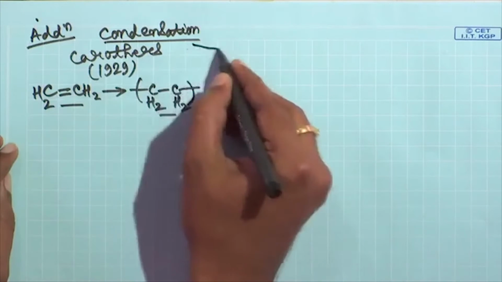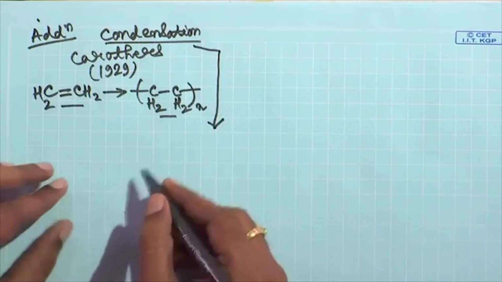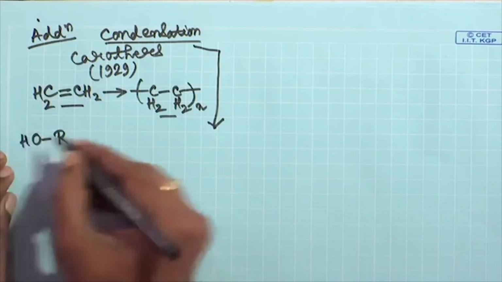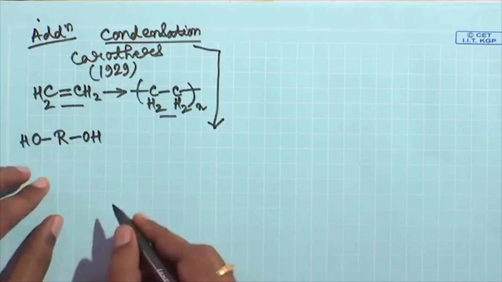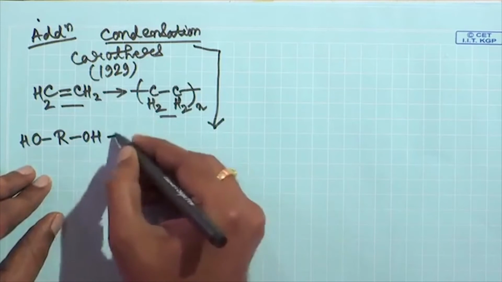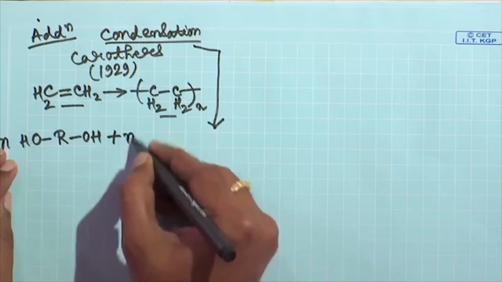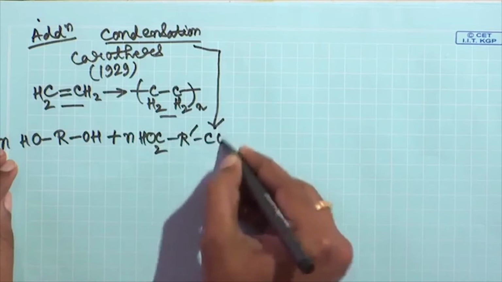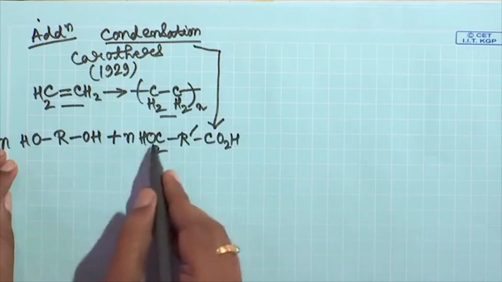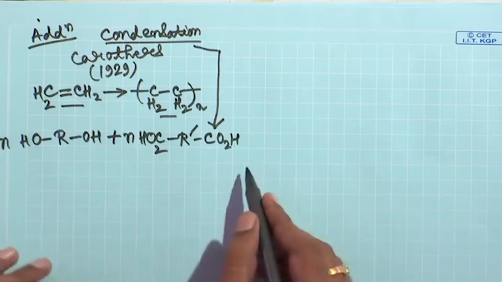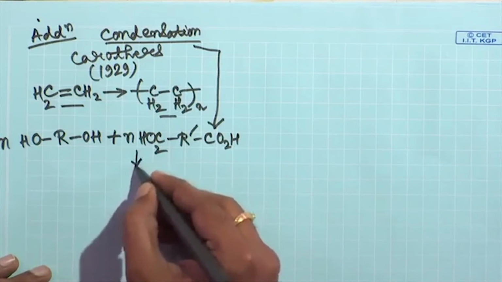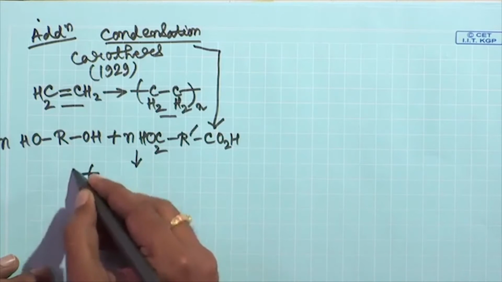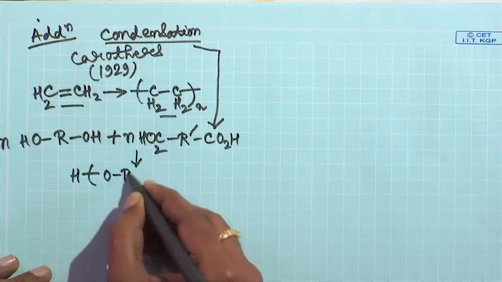Condensation polymer basically is formed by a condensation reaction. So, if you react a diol with a diacid, you know alcohol and acid react to form esters. So, if you do this reaction with bifunctional monomers, you have this kind of polymer that is produced.